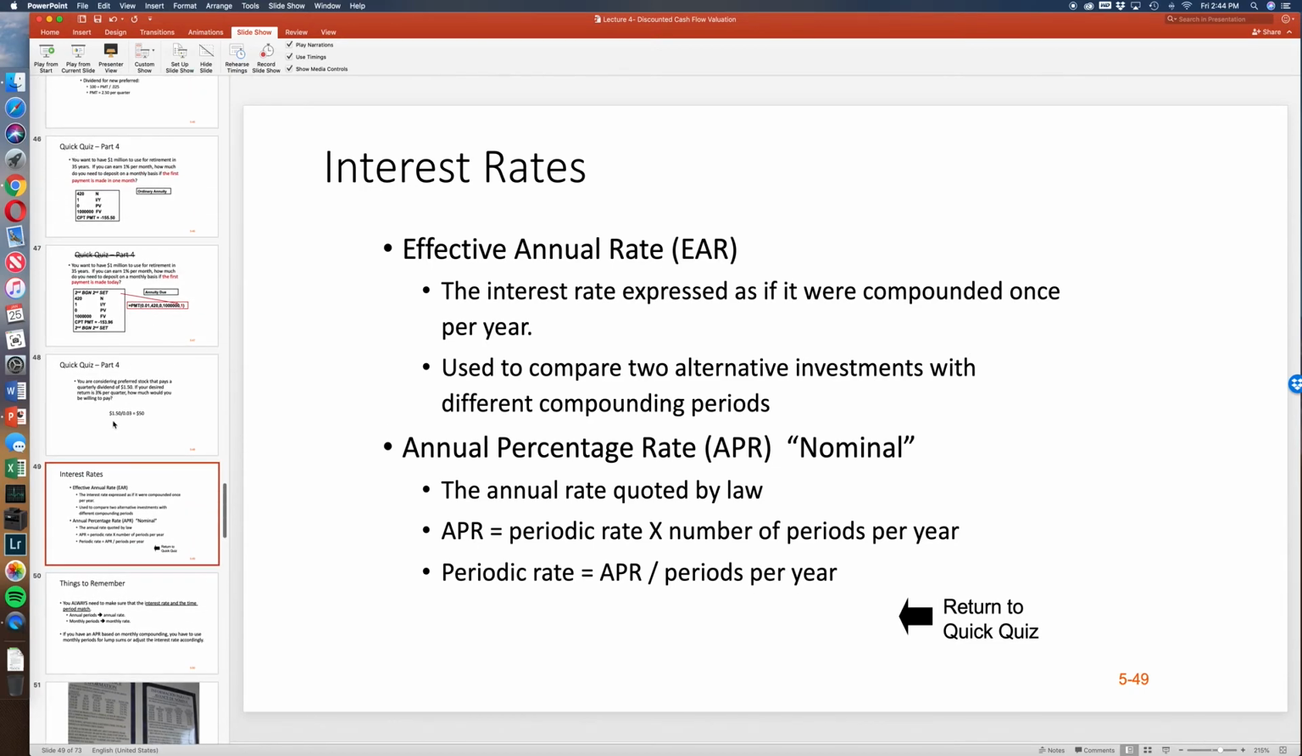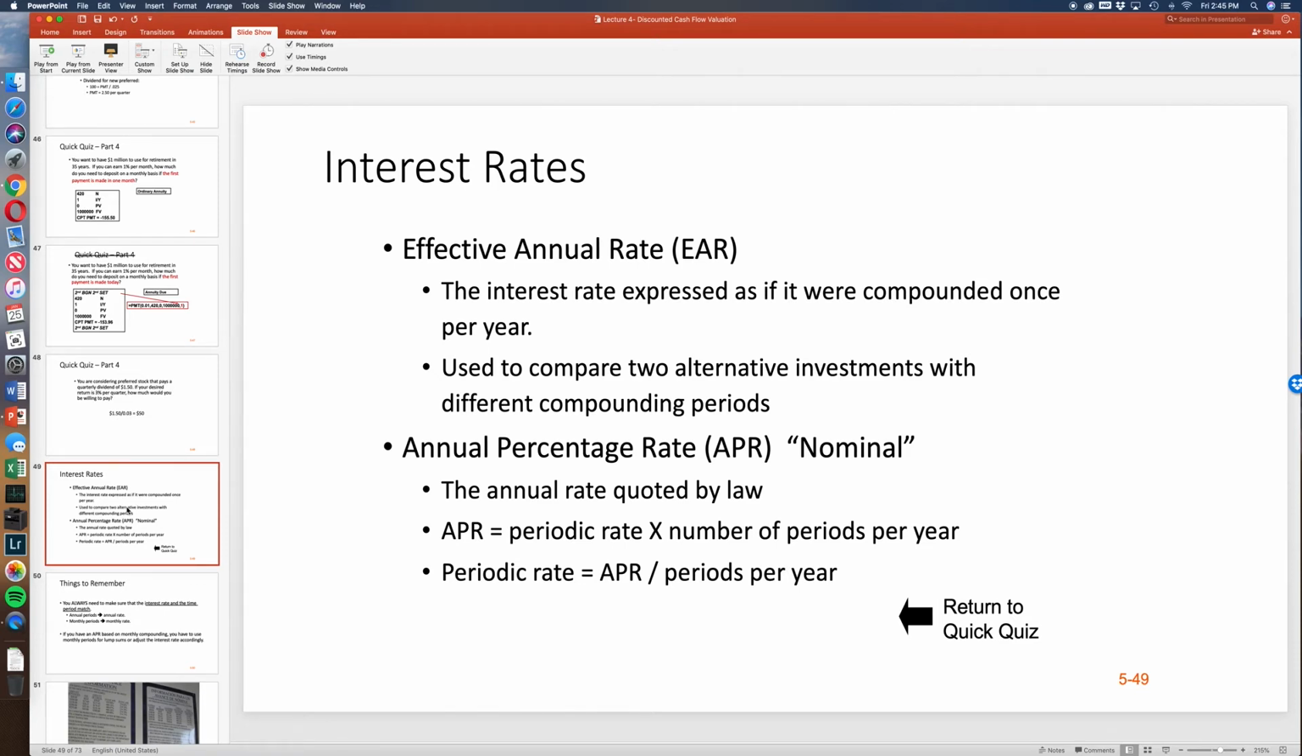This section teaches you how to calculate the effective annual rate. Because of time limitation, I'm going to skip this part, but not totally. I'll give you the concept. What is the effective annual rate? The effective annual rate, EAR, is the interest rate expressed as if it were compounded once per year. It's used to compare two alternative investments with different compounding periods.